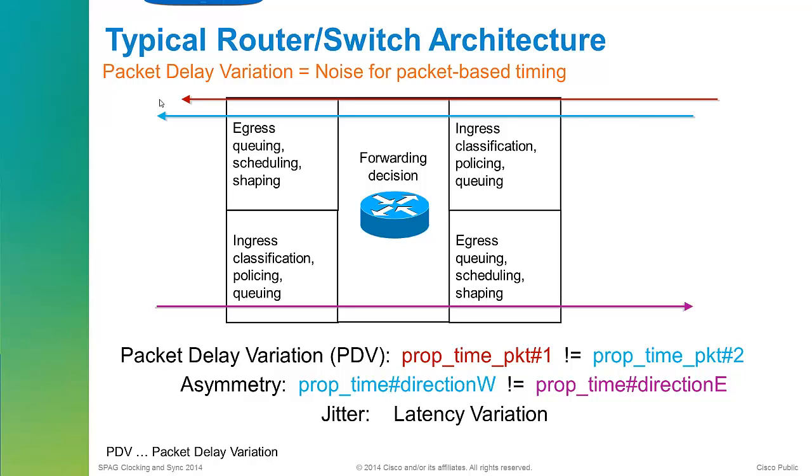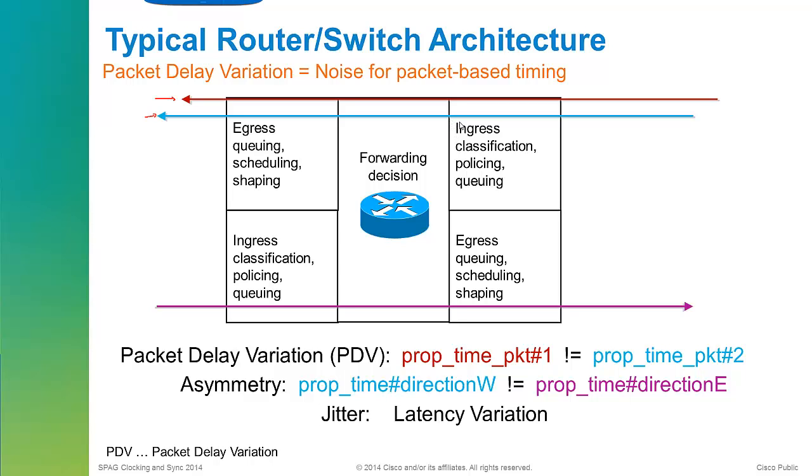We have a packet which is red, and we have a packet which is blue. And packet delay variation simply means that the propagation time of this packet through this device and end to end is not the same for red as it is for blue. And normally packet-based timing systems do not like this. This causes them some trouble.